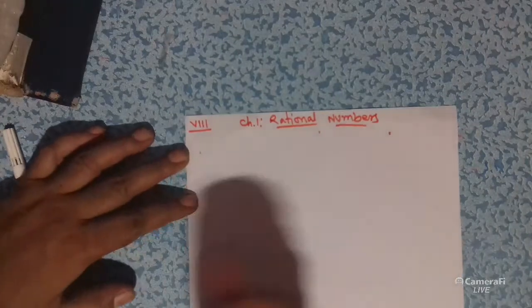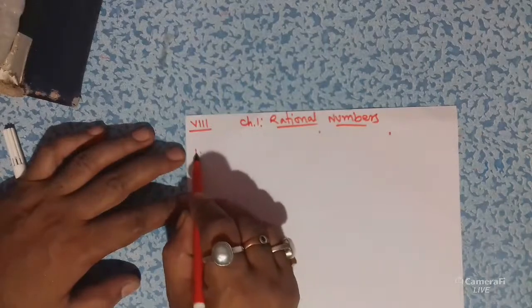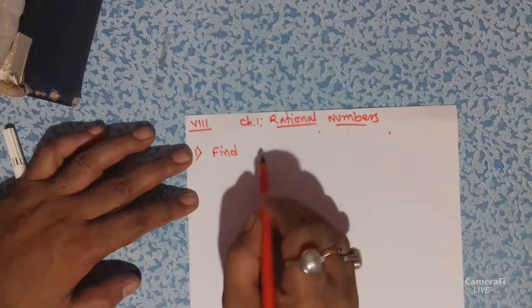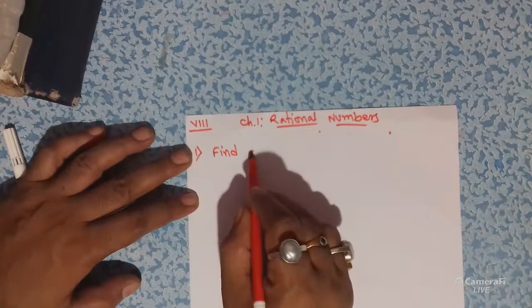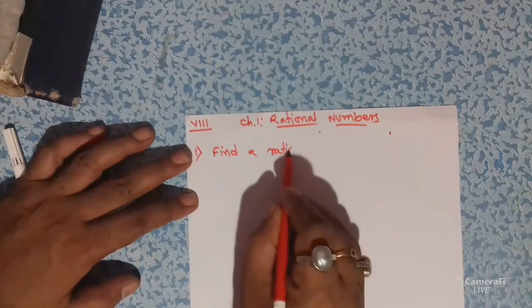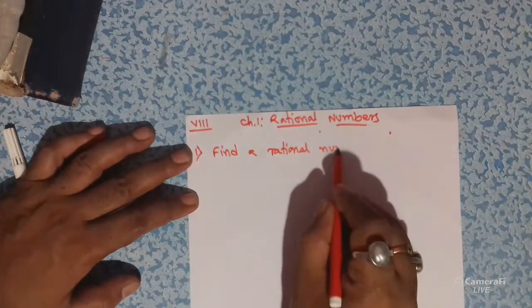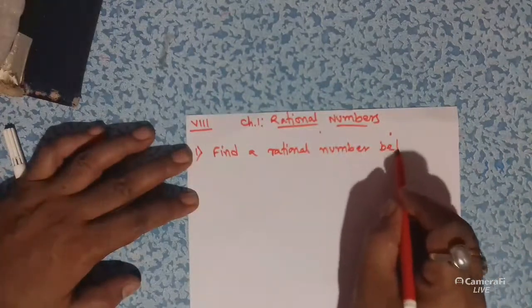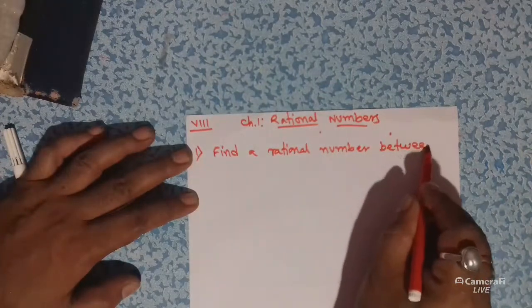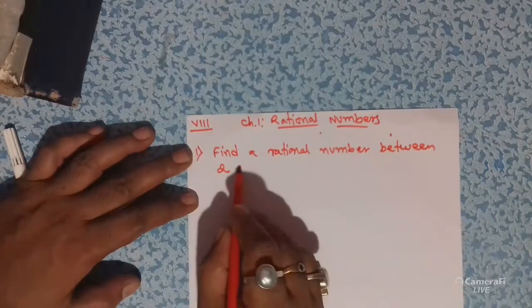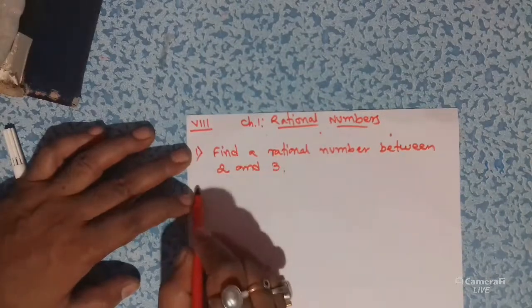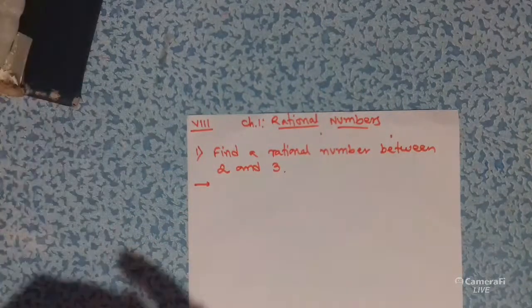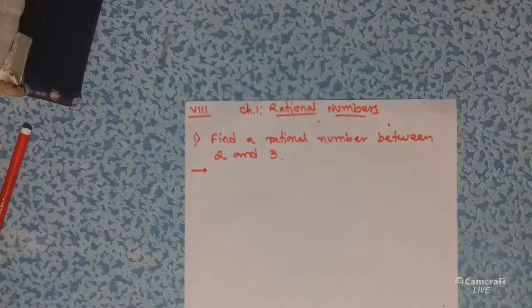So, today's first problem is: find a rational number between 2 and 3. So find a rational number between 2 and 3.